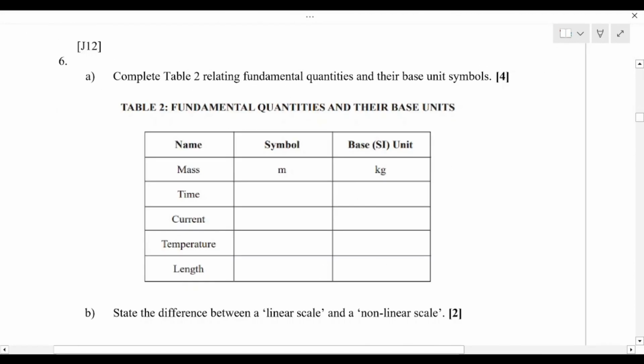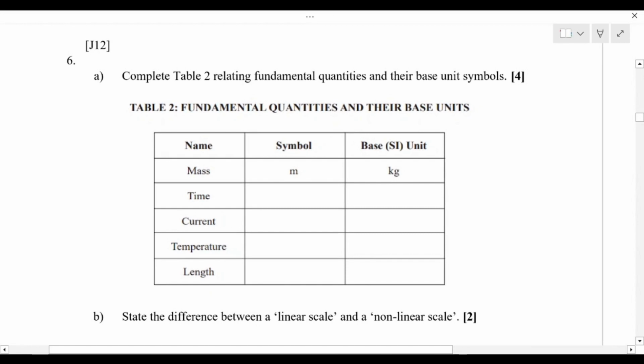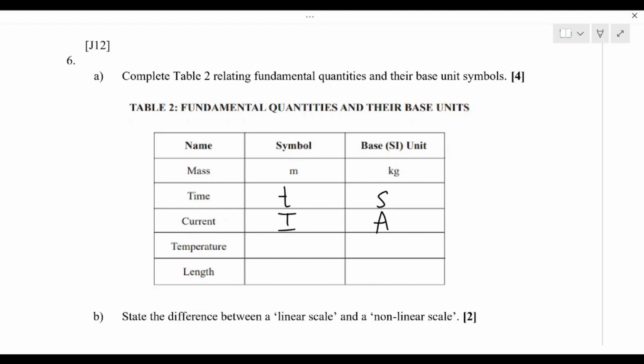And that's our question. Next, from January 2012, complete Table 2 by relating fundamental quantities and their base unit symbols. We're given that the symbol of mass is m and the SI base unit is kilograms. The symbol for time is a lowercase t, and its base SI unit is seconds. Current, capital I, base unit, amperes. Temperature, capital T, base unit, Kelvin, not degrees Celsius. Length, lowercase l, and base unit, meters.